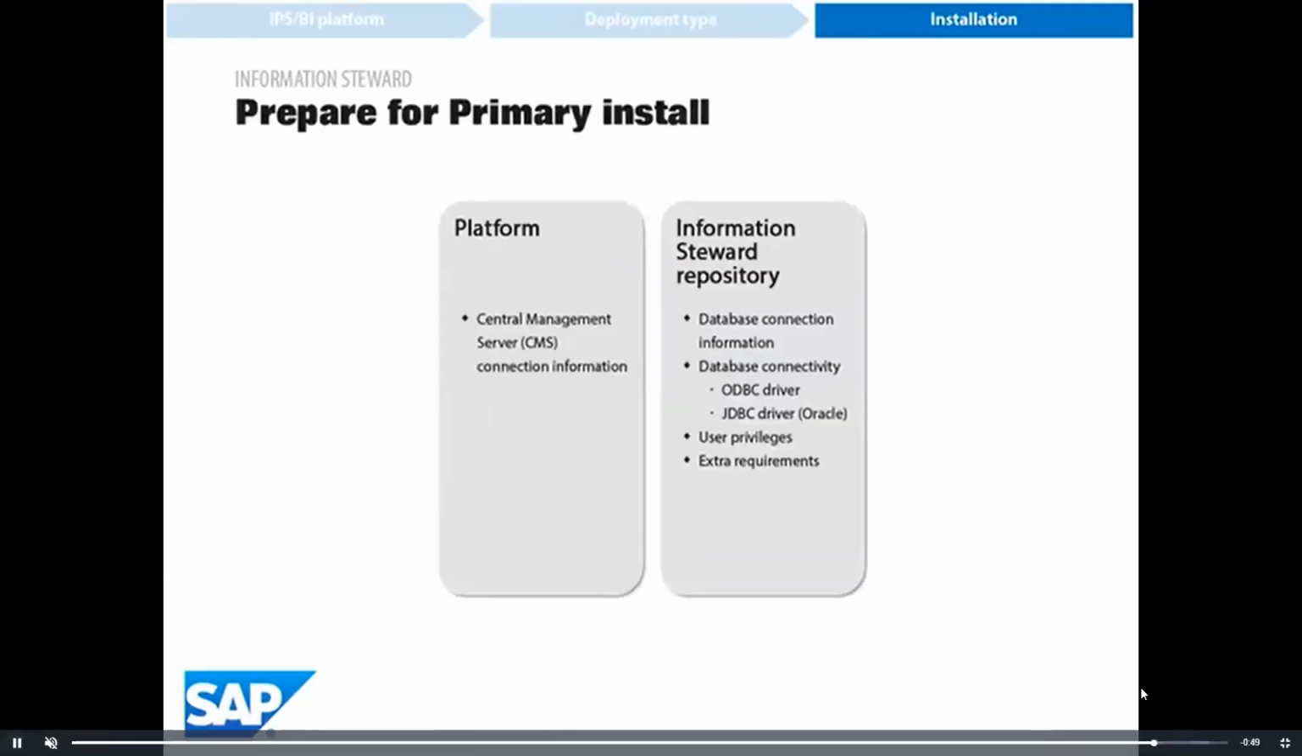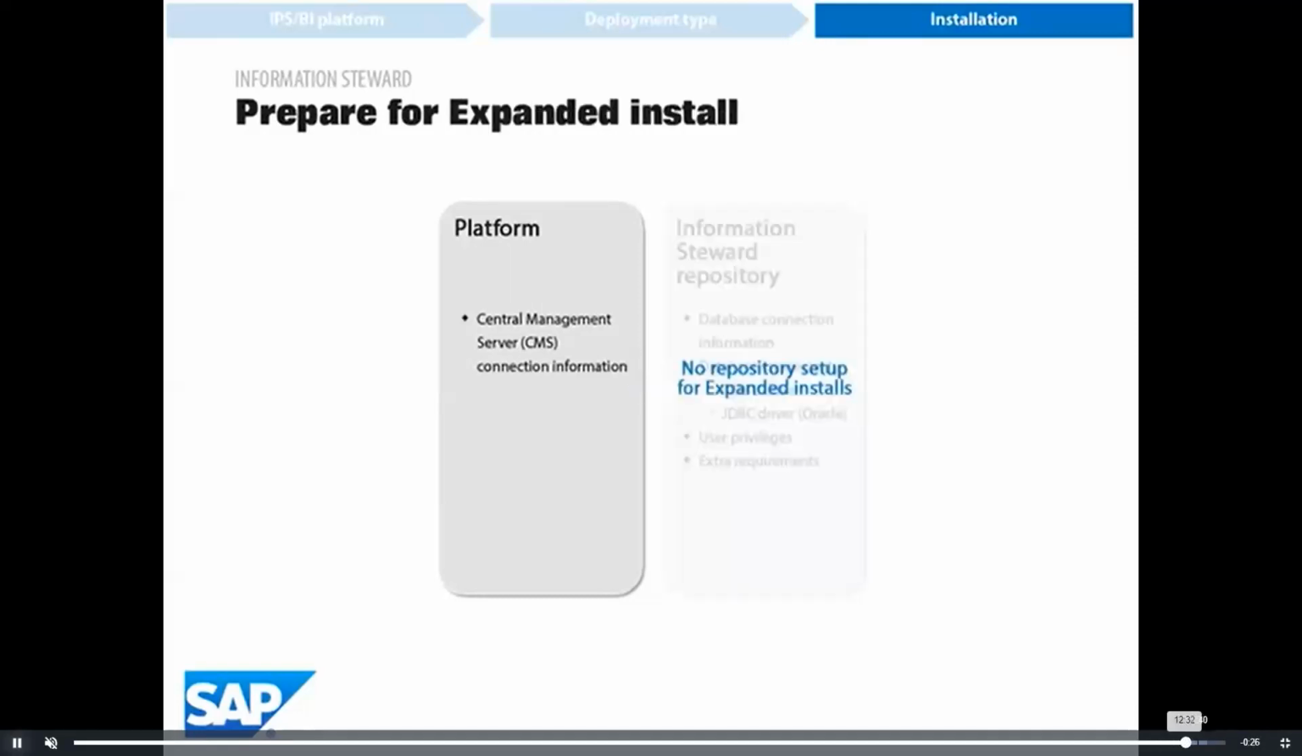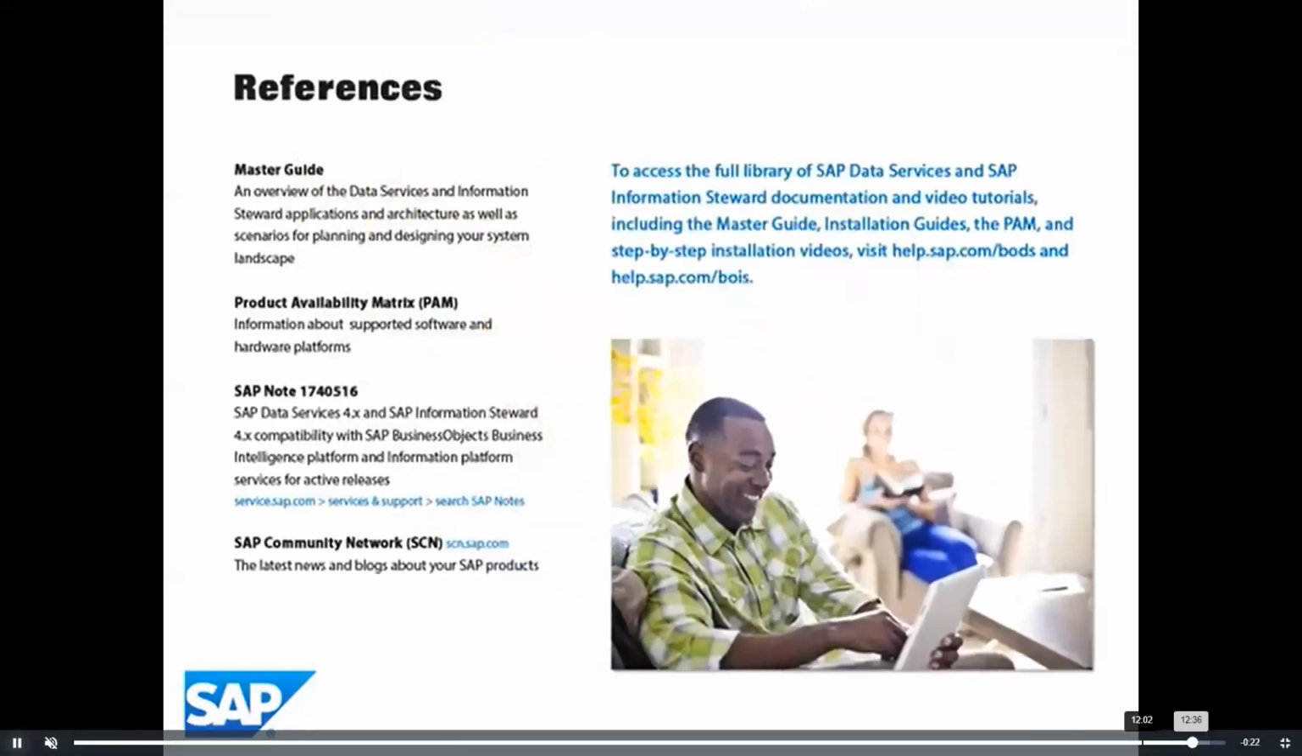And here it is having two steps: CMS connection information, database connection information, and all these things, user privileges, same as before, extra requirements. Yeah, similar to that. Repository is not required for expanded installation, which means if you are doing it the second time, the repository is not required.